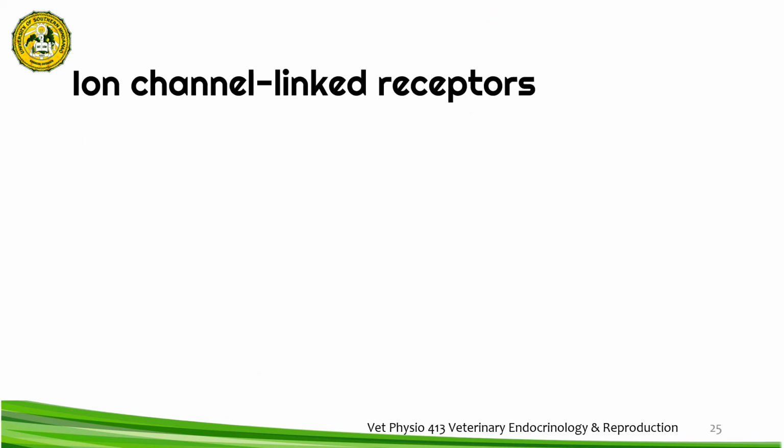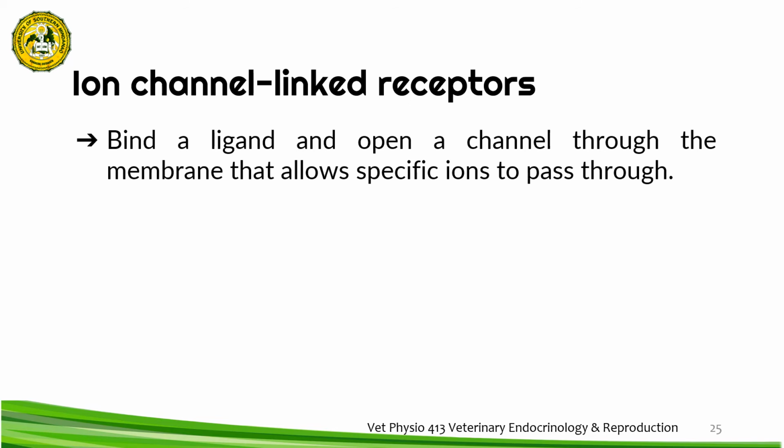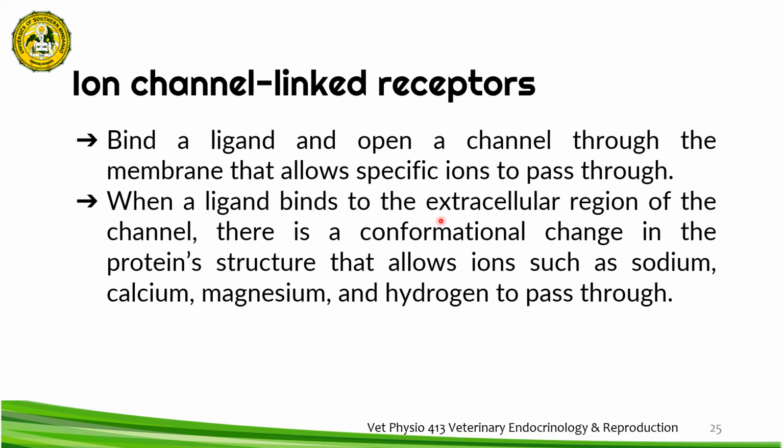So what is this ion channel linked receptor? This type of receptor will bind a ligand and open a channel through the membrane that allows specific ions to pass through. That is why it is known as the ion channel linked receptor. When a ligand binds to the extracellular region of the channel, there is a conformational change in the protein structure that allows ions such as sodium, calcium, magnesium, and hydrogen to pass through. This type of receptor is widely used within the nervous system to allow neurotransmitters to stimulate cells.